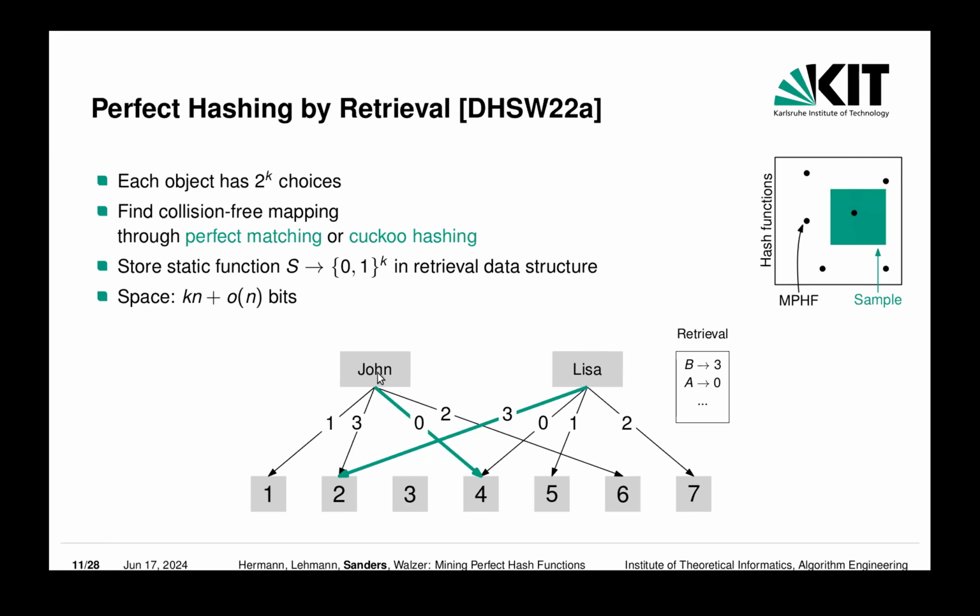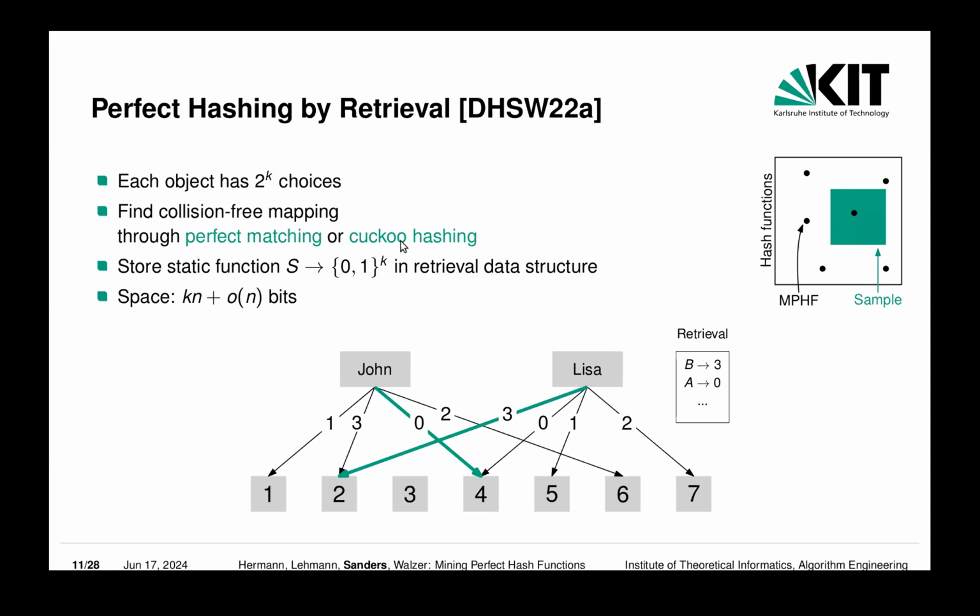We basically do it by having 2 to the K hash functions. And for each element, we store this hash function in a retrieval data structure. Solving that problem can be done in polynomial time, basically using perfect matching in a random graph. Or for those of you who know hash tables, that's basically the static version of building a hash table, and actually for random graphs, that can be done in linear time. That's also cool. Yeah, we store the static function here.